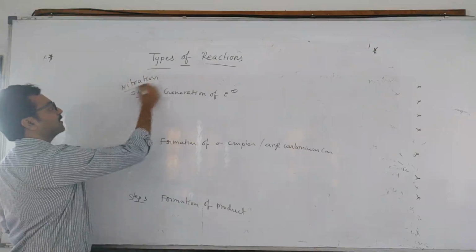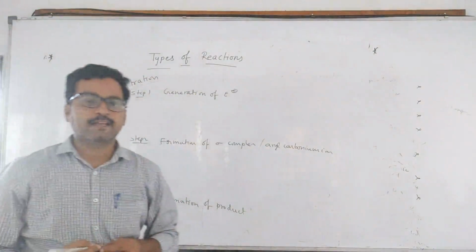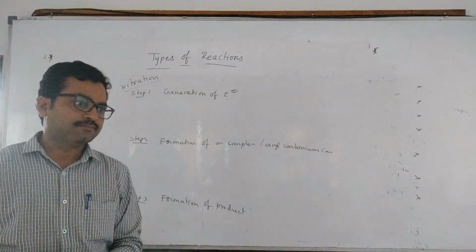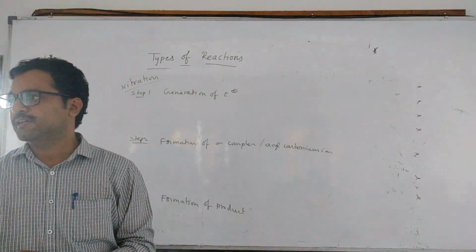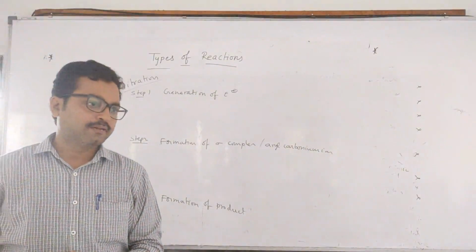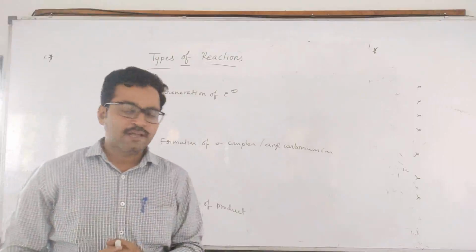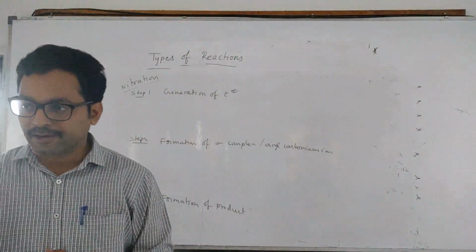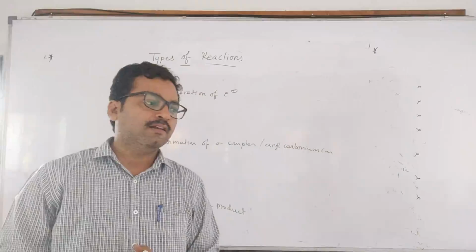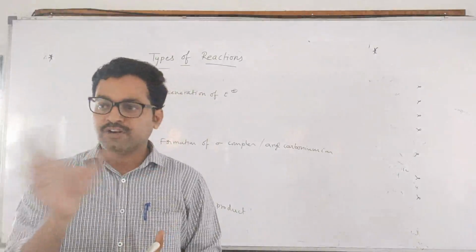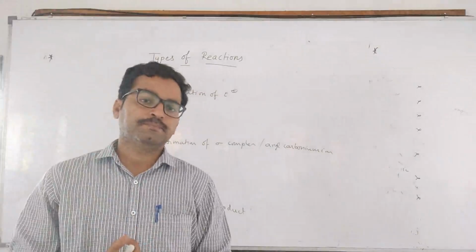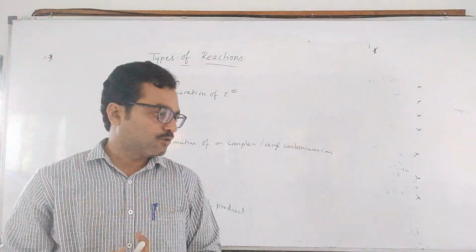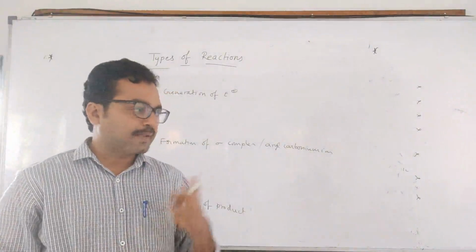Mechanism also sometimes important. Why? Because previous exams they asked what is the intermediate in Reimer-Tiemann reaction. Dichlorocarbene, CCl2. Carbene is an intermediate. What is the intermediate in aldol reaction? Carbanion. What is the slow step in Cannizzaro reaction? Hydride ion migration is the slow step. So that mechanism you should know.